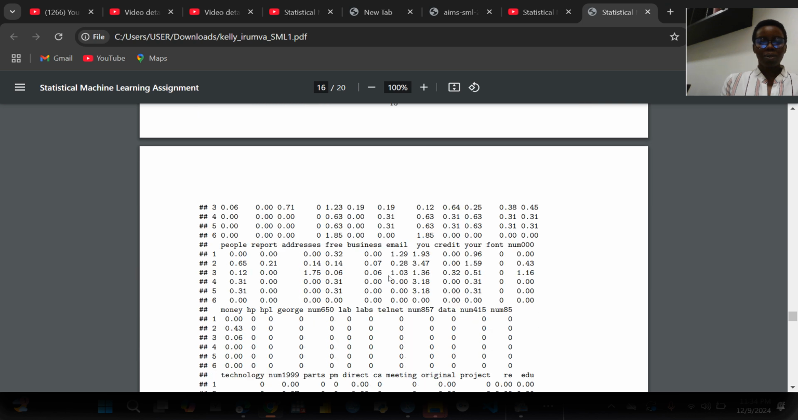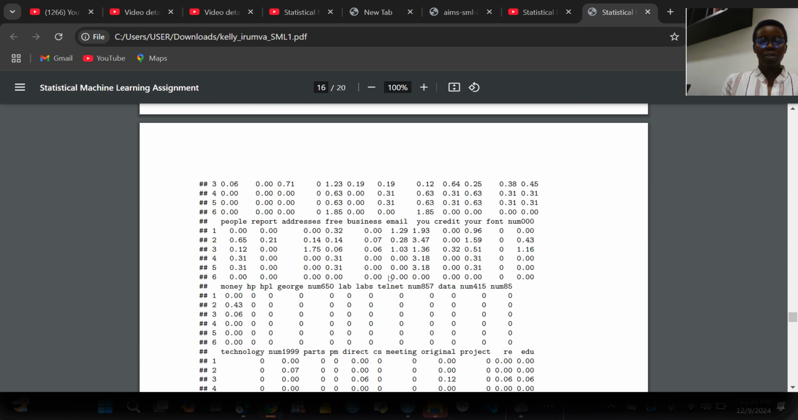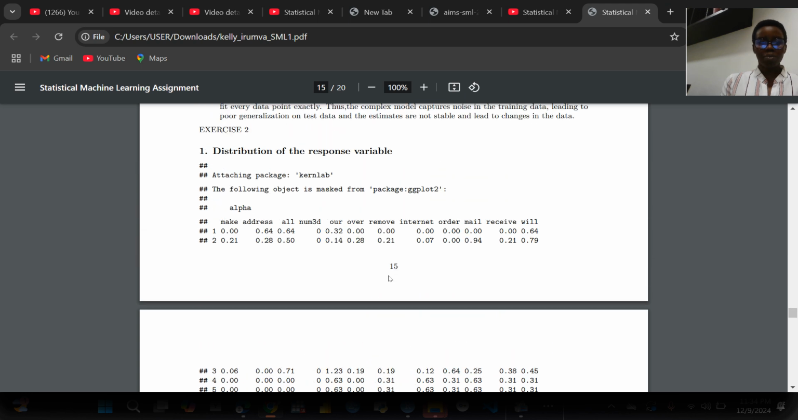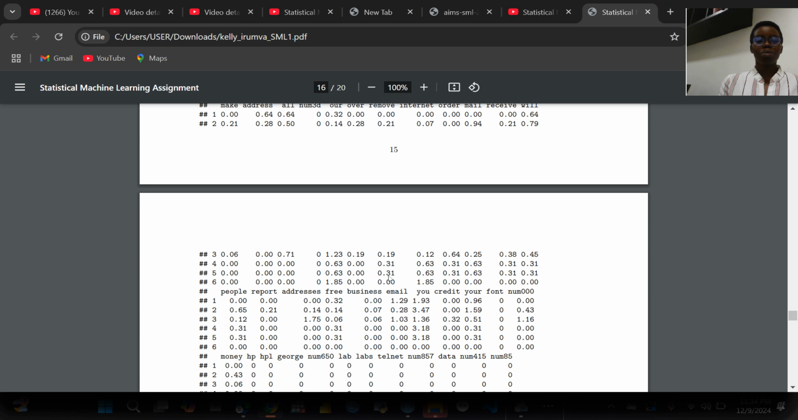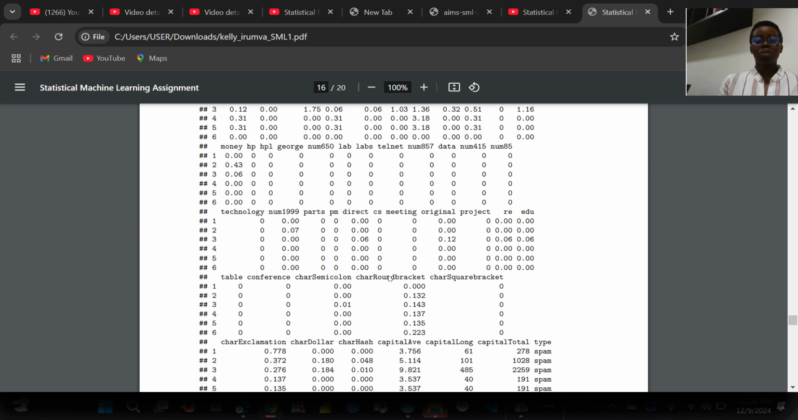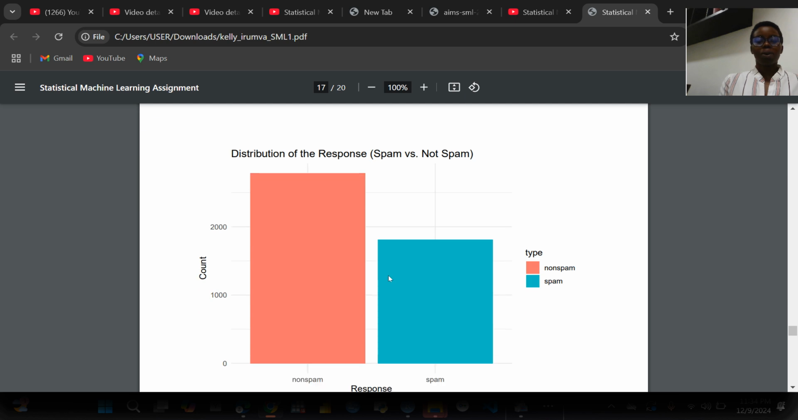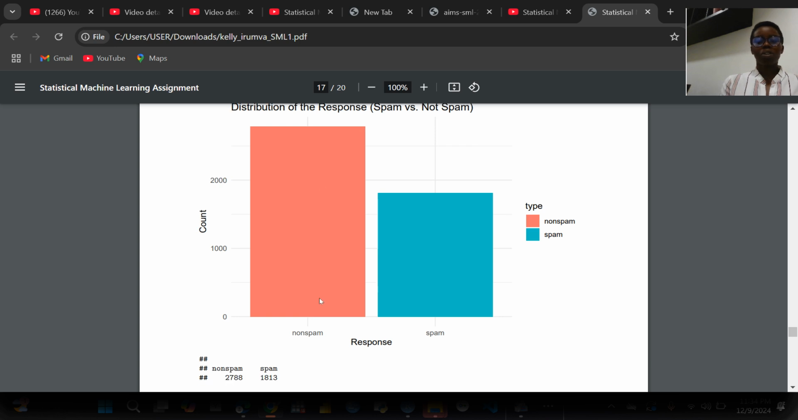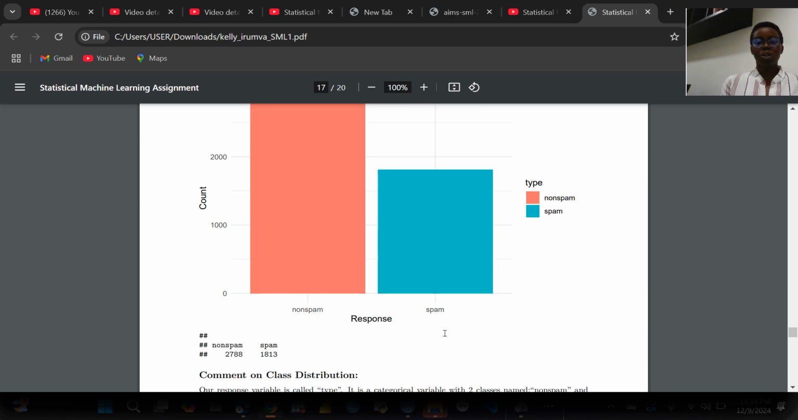We're looking at another exercise, the second part, binary classification, where we have two classes: a spam or no spam message. We can see here that no spam messages are more numerous than spam messages.